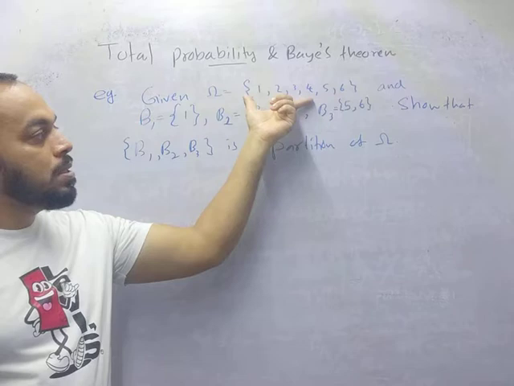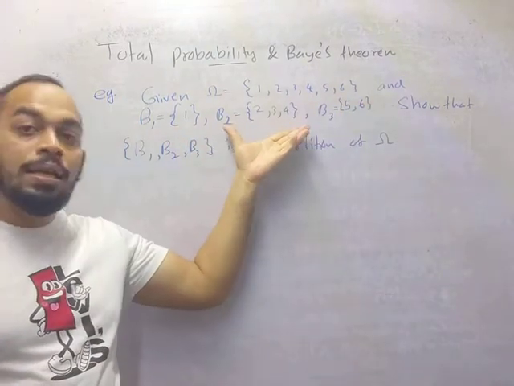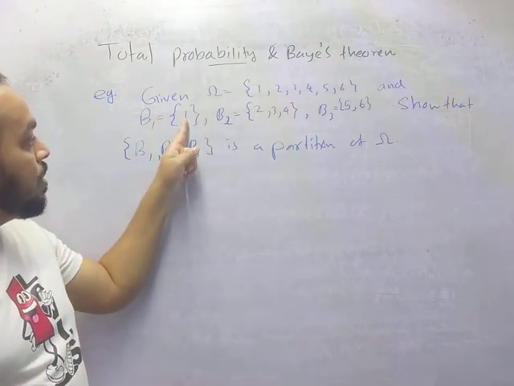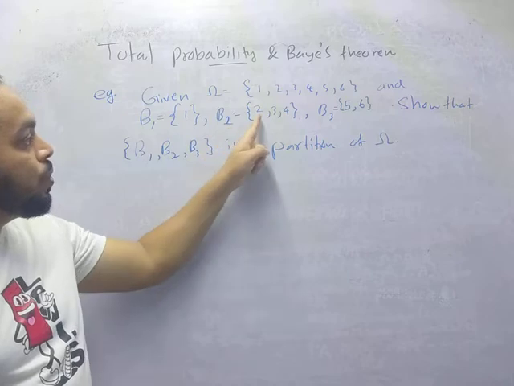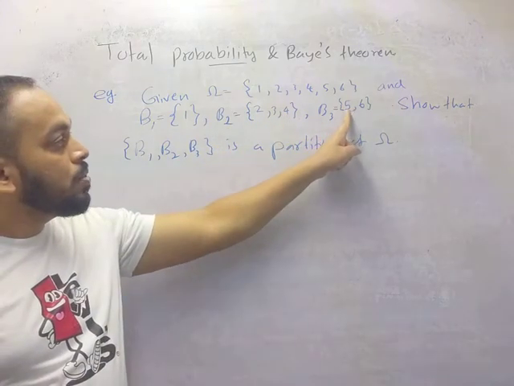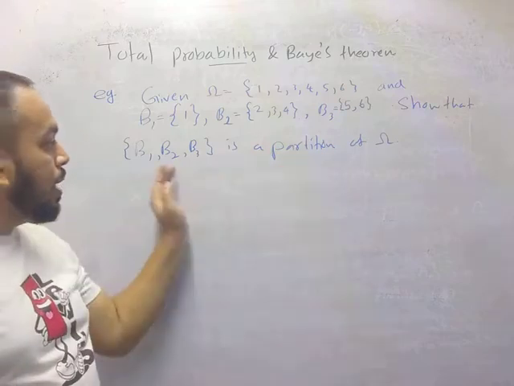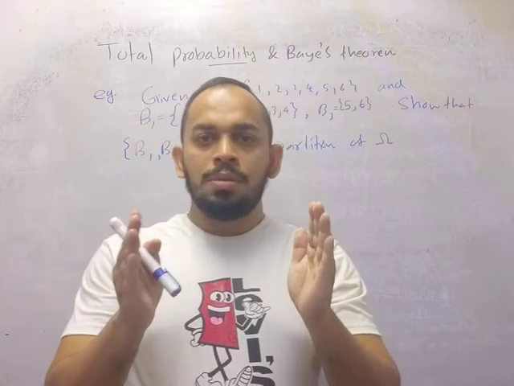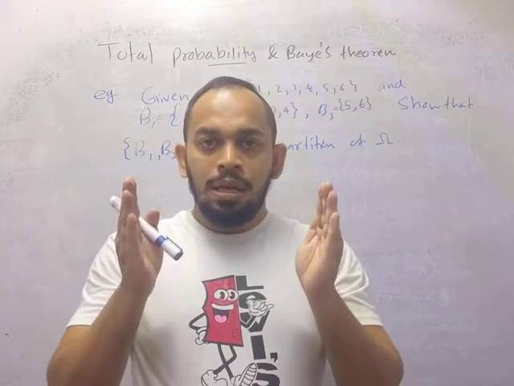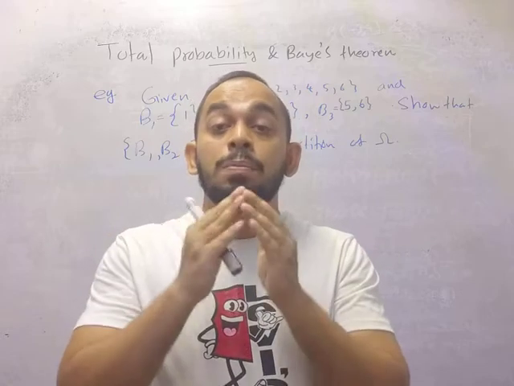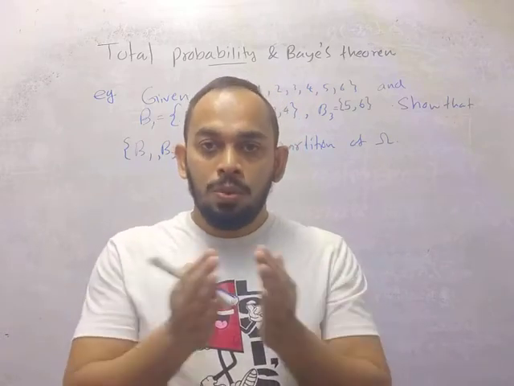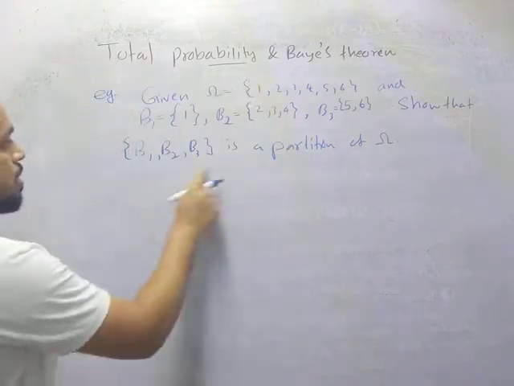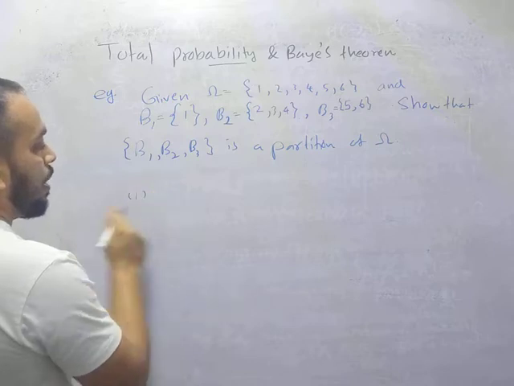Given the sample space and three sets. Three events are given in this case. B1 corresponds to element 1, B2 to 2, 3 and 4, B3 corresponds to elements 5 and 6. Show that this sequence is a partition of the sample space. If a certain sequence is a partition of a sample space, the events in this sequence must be mutually exclusive and together they have to be exhaustive. Right? So let's check the first criteria.